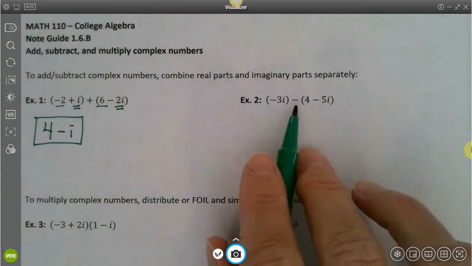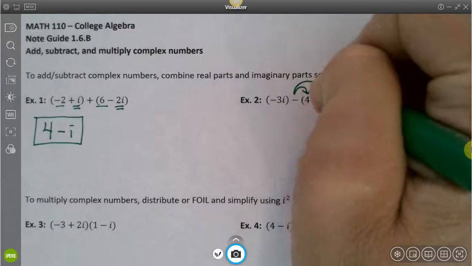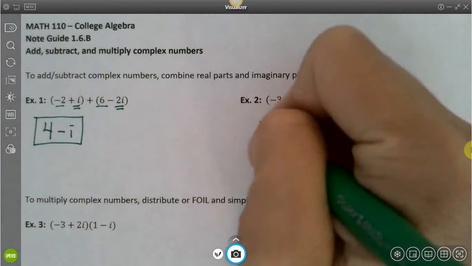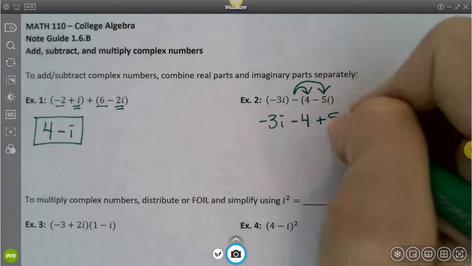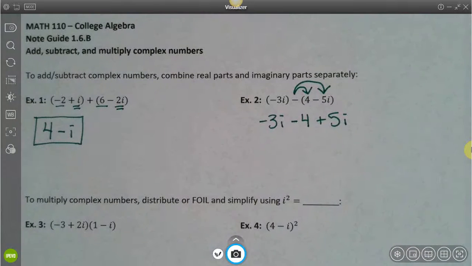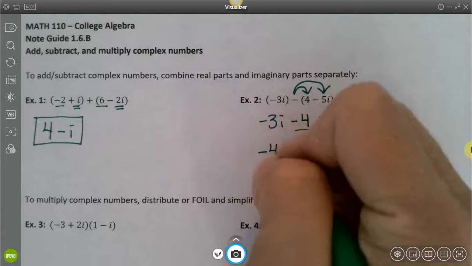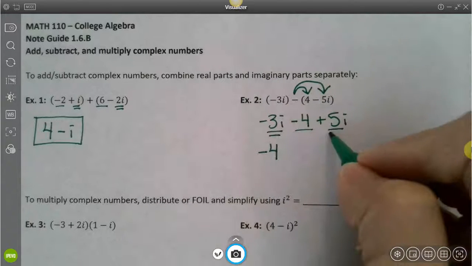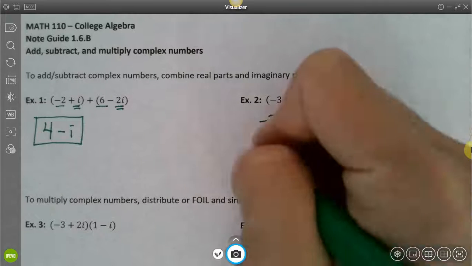Now with the subtraction, I just need to be careful to distribute that negative through the second set of parentheses before I do anything else. So that's going to give me negative 3i minus 4 plus 5i. And then I only have one real number here, the negative 4, so that goes in front. And then I can combine the imaginary numbers. Negative 3i plus 5i gives me a plus 2i.